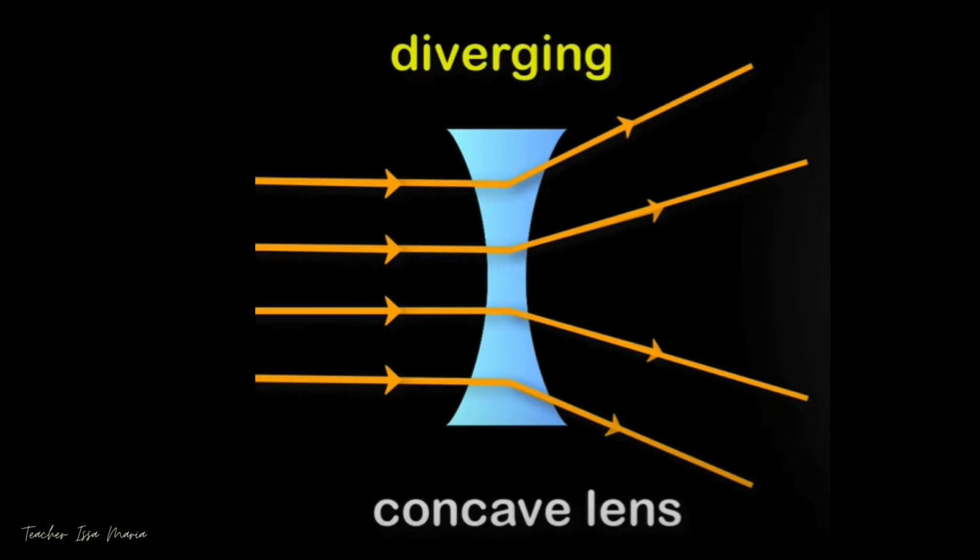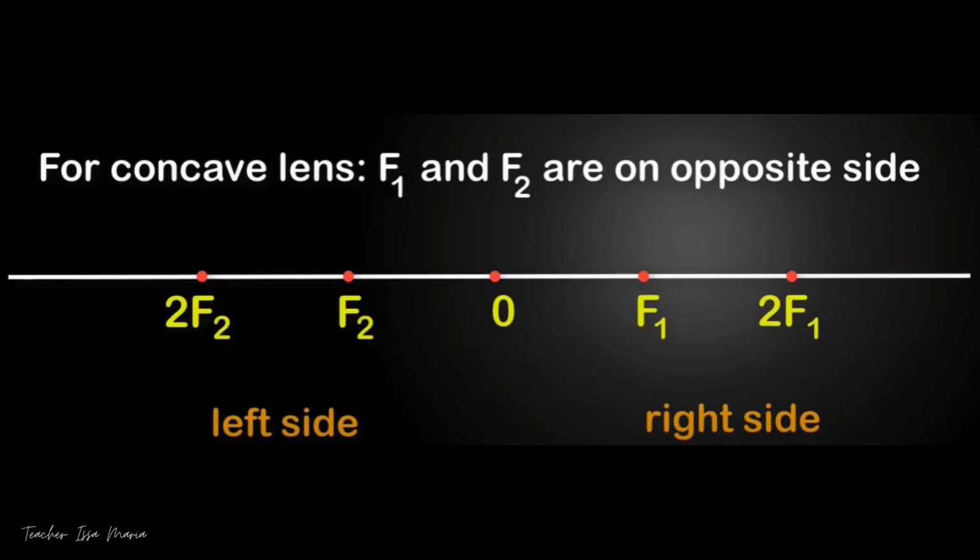A concave lens is also called a diverging lens because it spreads out light rays. To draw ray diagrams, remember these important parts. The first one, principal axis. This is the main horizontal line.